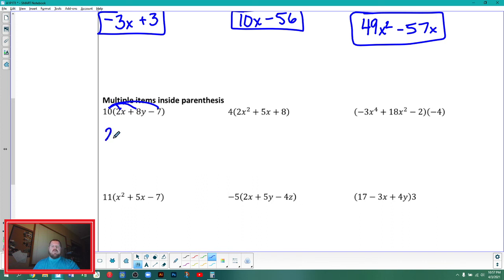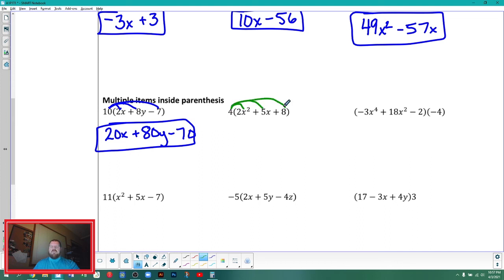10 times 2, 20. That has an X. 10 times 8, 80. That has a Y. 10 times negative 7, negative 70. Next one, 4 times 2x squared, 4 times 5x, and 4 times 8. 4 times 2 is 8. That has an x squared. 4 times 5 is 20. That has an x. And 4 times 8 is 32.